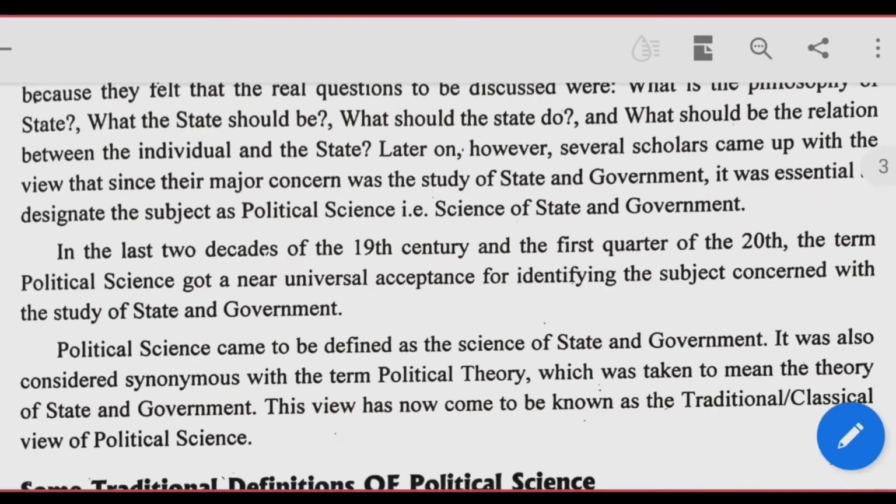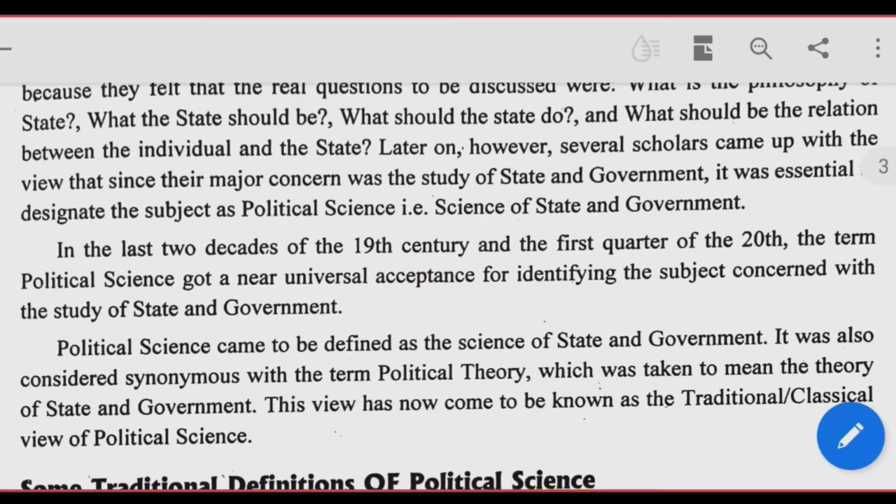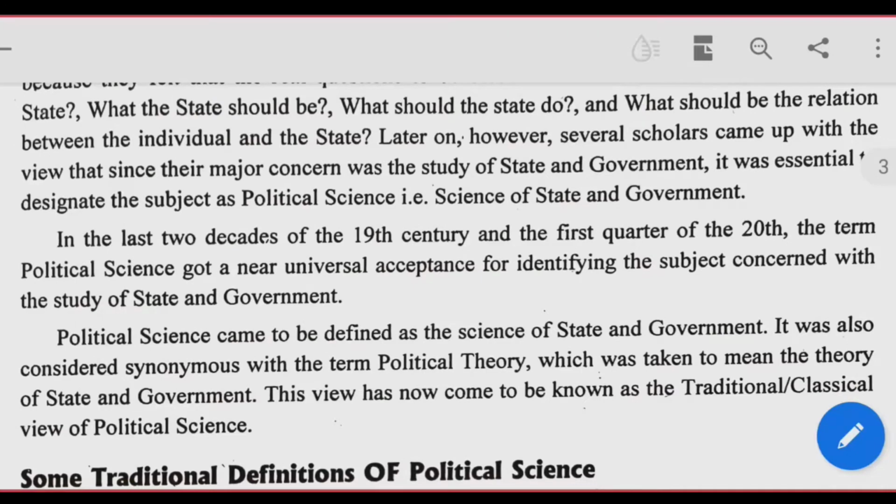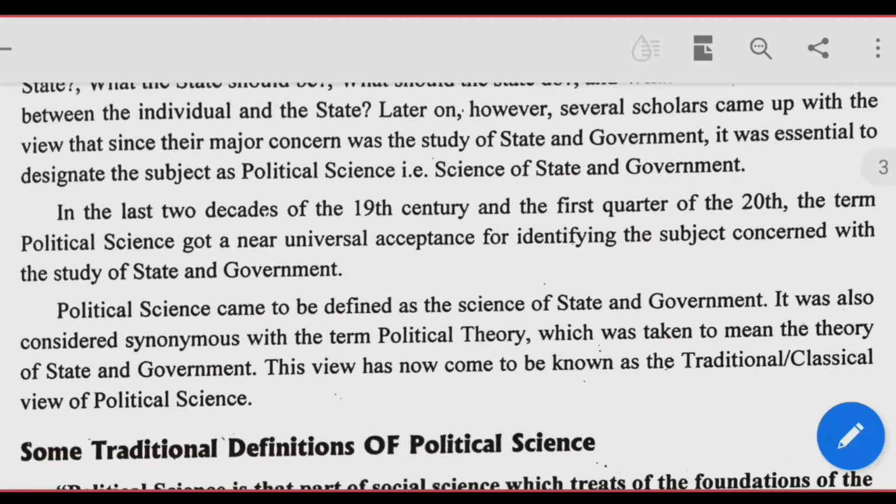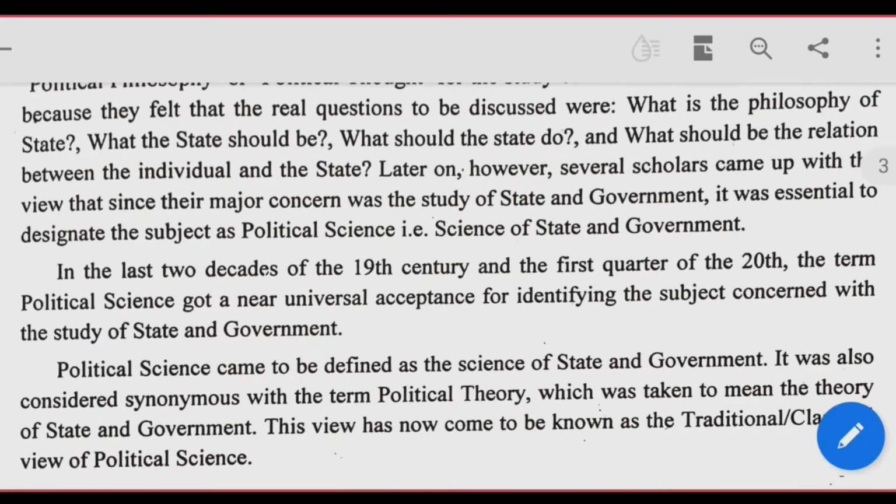But later on, several scholars came up with the view that since the major concern was the study of state and government, it was essential to designate the subject as political science, the science of state and government. So it was later understood that several scholars came up with their views and ideas that, at last, the major concern was the study of state and government.